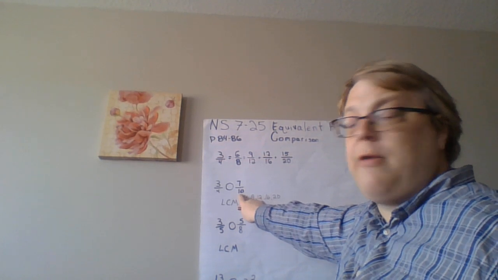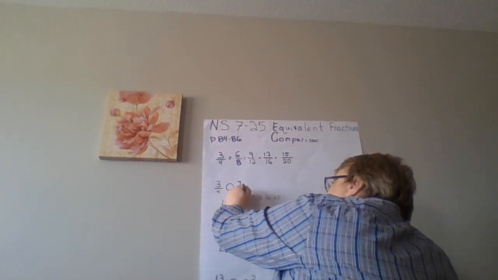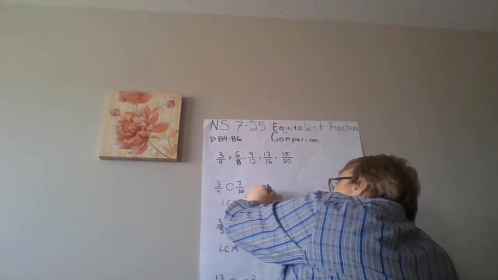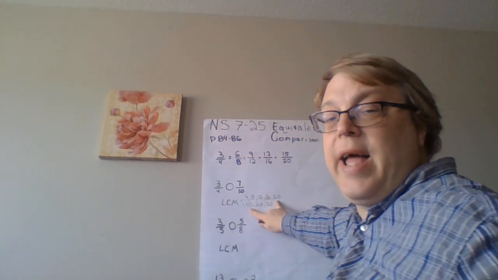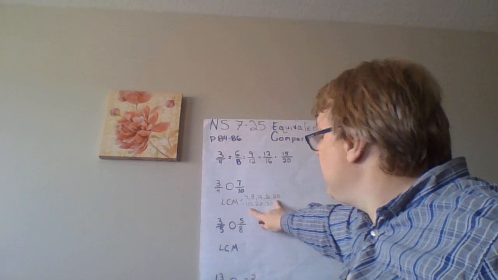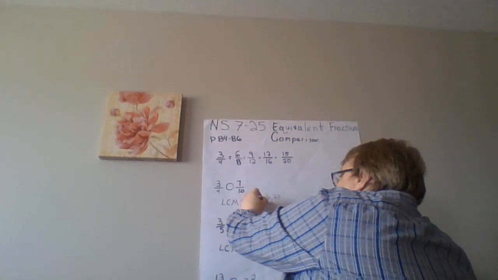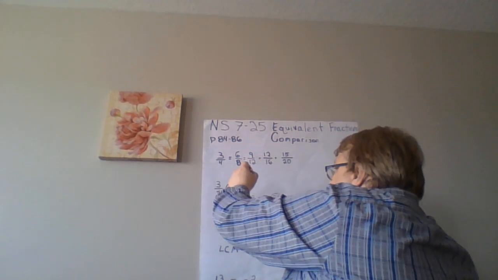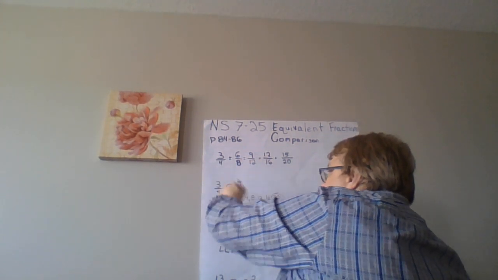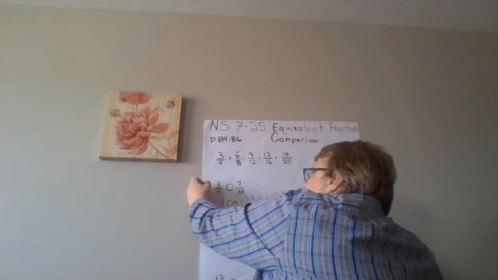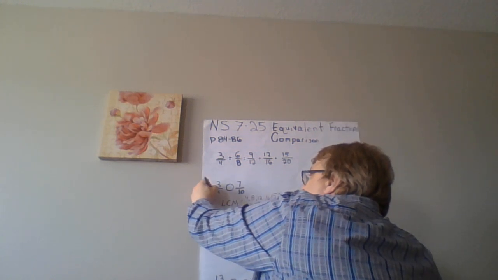What are the multiples of 10? 10, 20, 30. Notice we already have a number that is common: 20 and 20. Right? So that means the number that we want to change the bottom to is in fact 20.